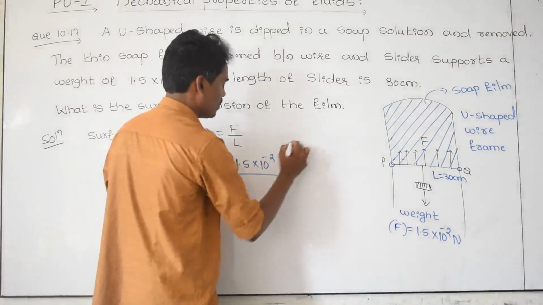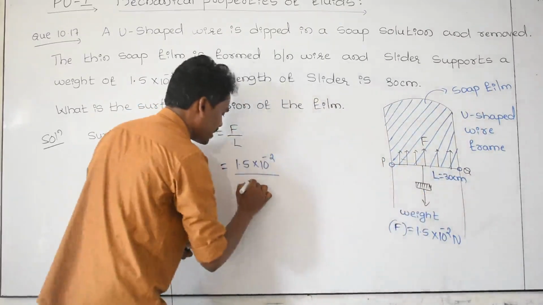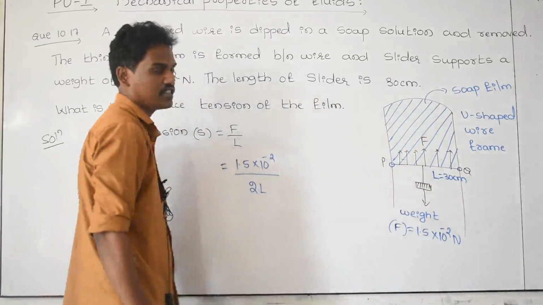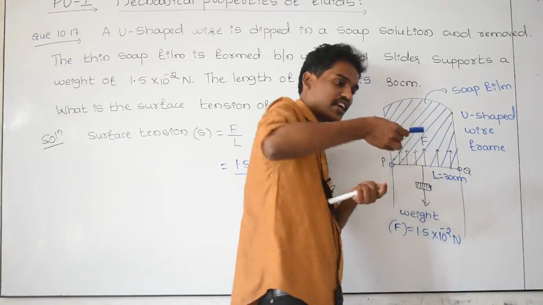I am taking L, the length of this slider, that is 30 centimeter. I am taking it as 2L. The reason is there are two surfaces. Imagine it as a slider.